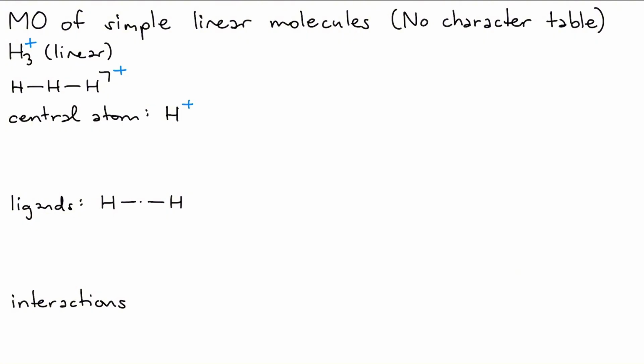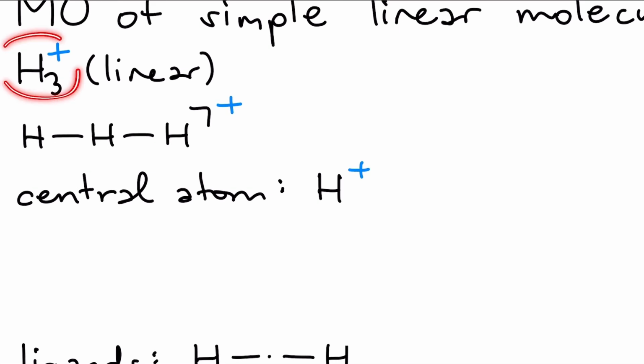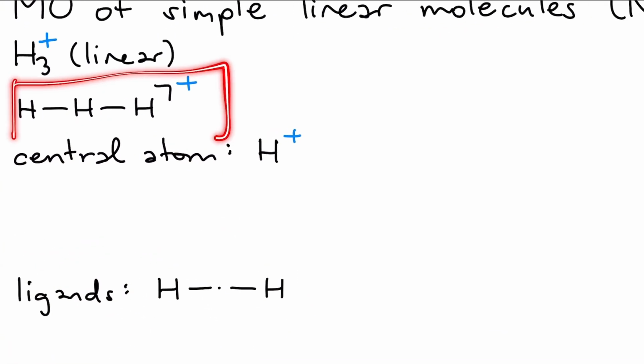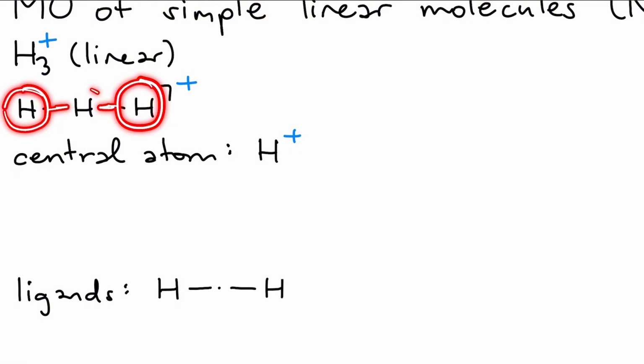For example, the first one we have is the linear trihydrogen cation, which is in its linear form. There's also its cyclic form, but let's consider the linear form today. So what we're going to do is draw out what the trihydrogen cation looks like. You will see that there are these two hydrogens which are bonded to this central hydrogen.